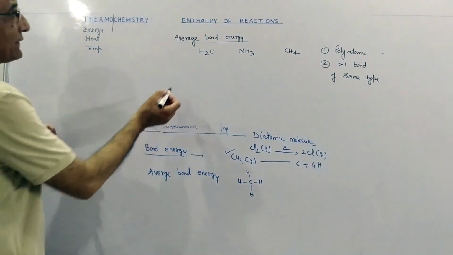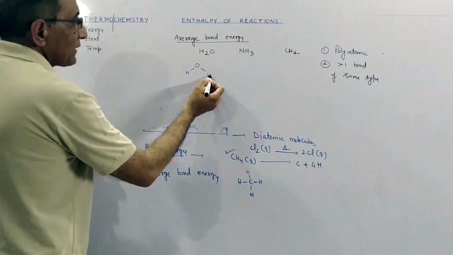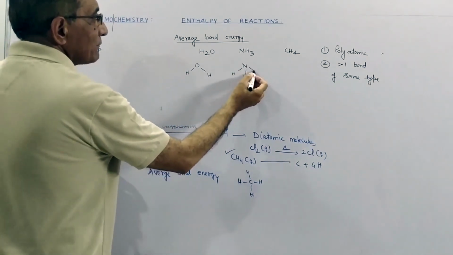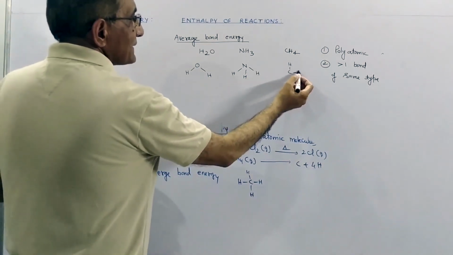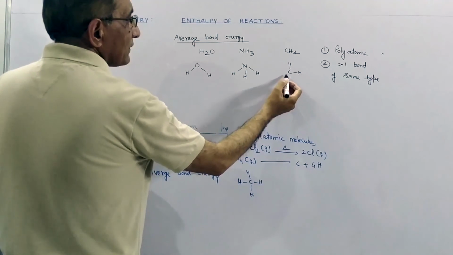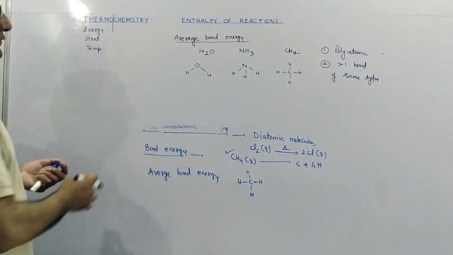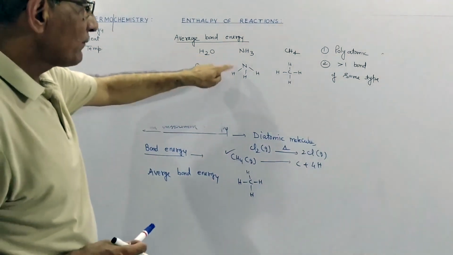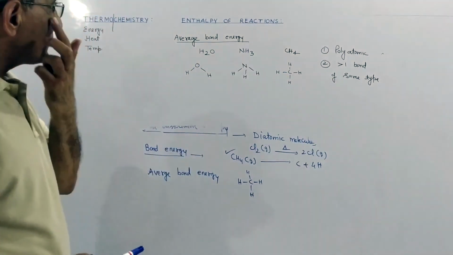For example, in this case, we have 2 OH bonds, similar. In this case, we have 3 NH bonds, similar. Here we have 4 CH bonds, similar. Now what happens, student, here? If someone asks what is the bond energy of the OH bond in water, the NH bond in ammonia, or the CH bond in methane, then what happens here?